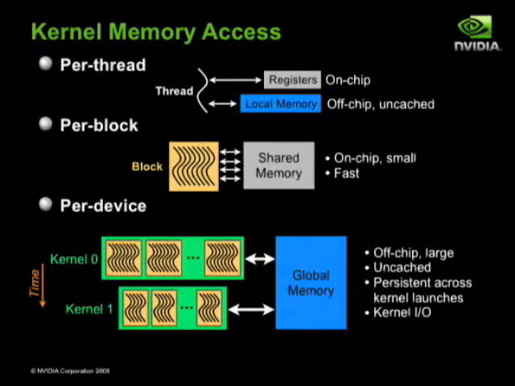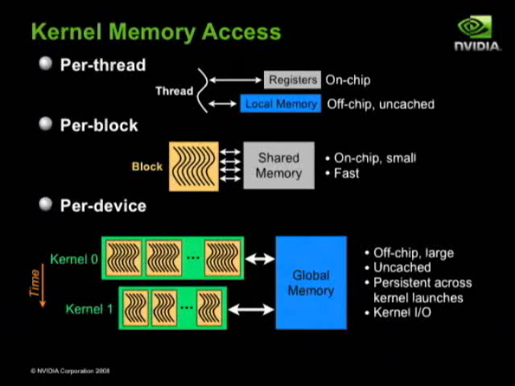All threads within a block have read and write access to fast on-chip shared memory. In both 8 and 10 series architectures, 16 kilobytes of shared memory are divided between all resident blocks on a multiprocessor. The lifetime of shared memory is the lifetime of the block.